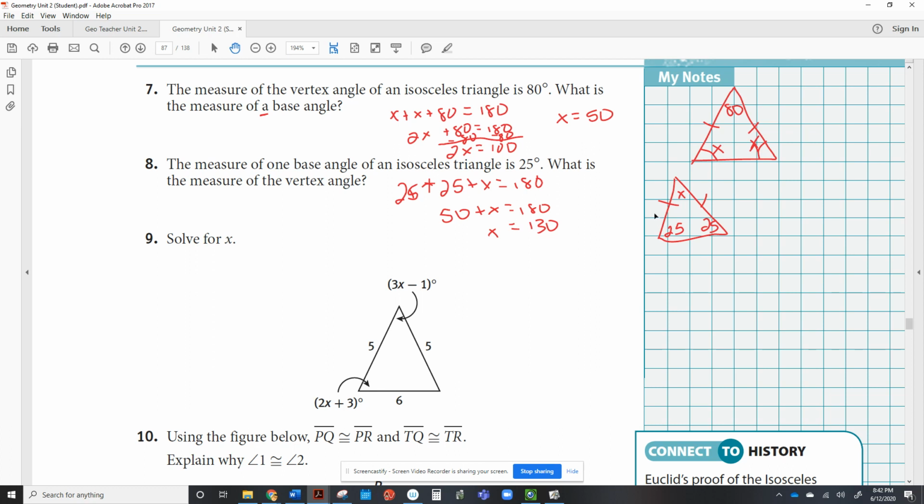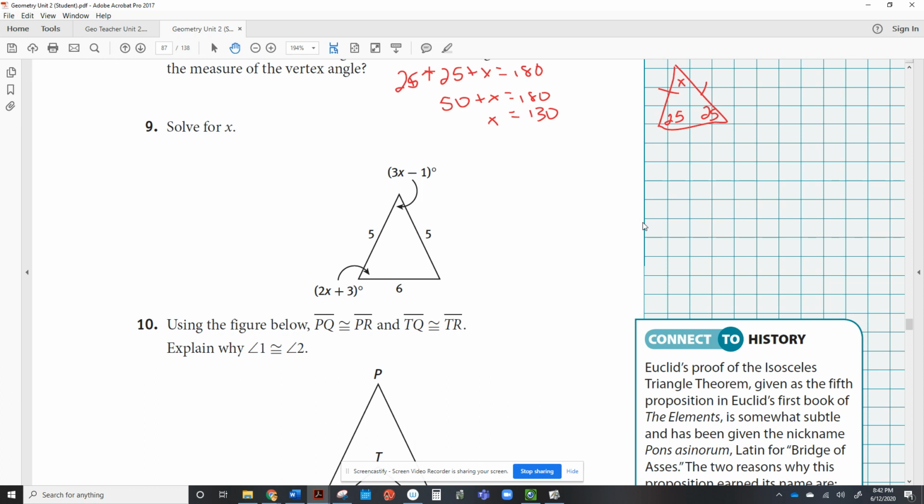All right, on this problem, these two are 5. That means these are the congruent angles. These are the congruent sides. If these are the congruent sides, then these two are the base angles. Why? Because they're opposite. So if this one is 2x plus 3, this one is 2x plus 3.